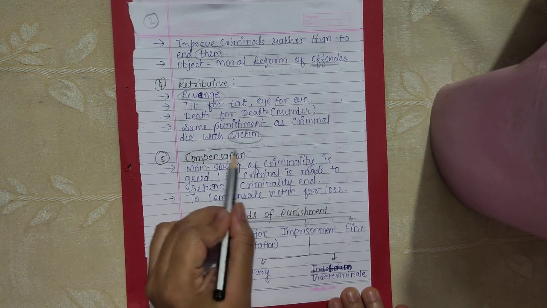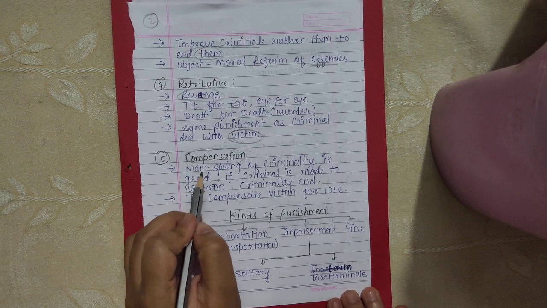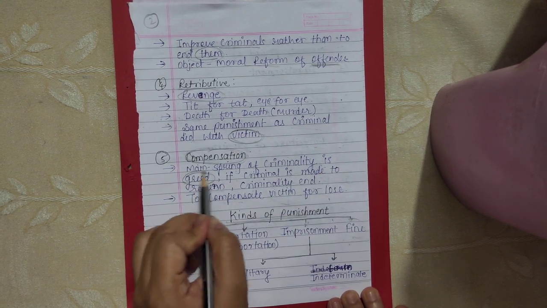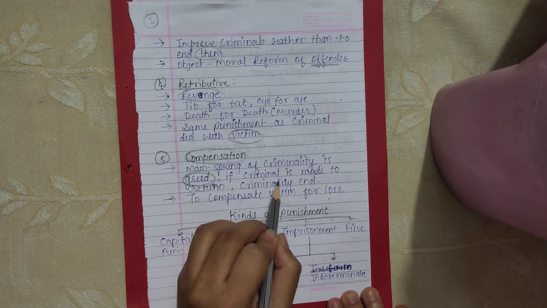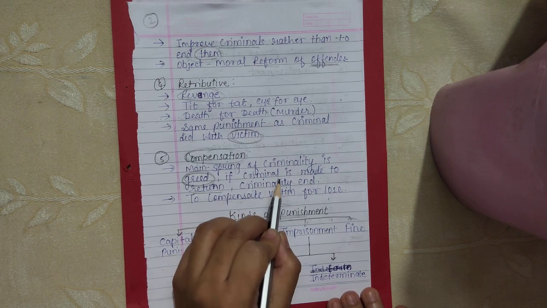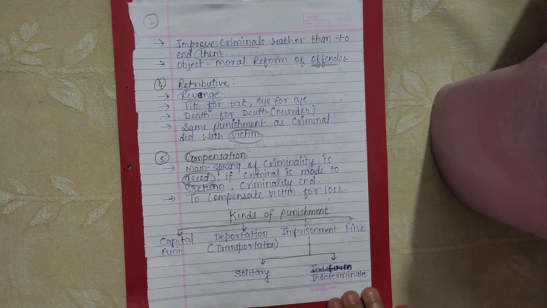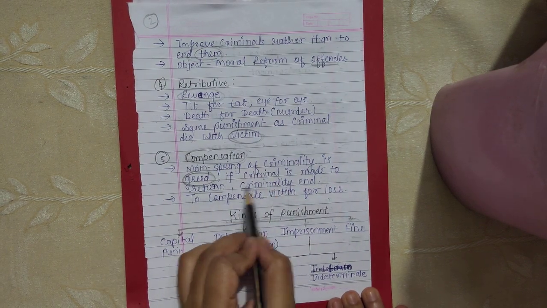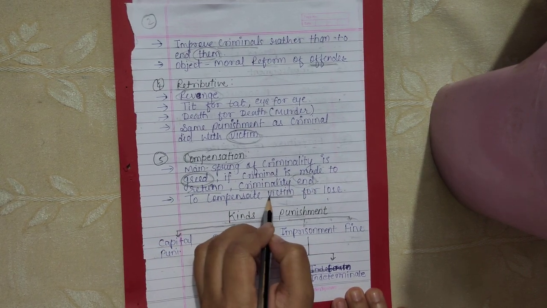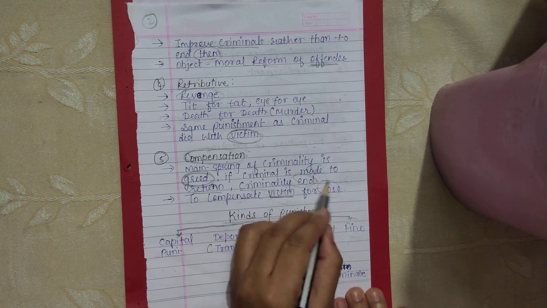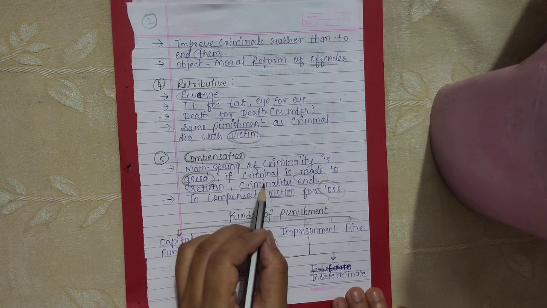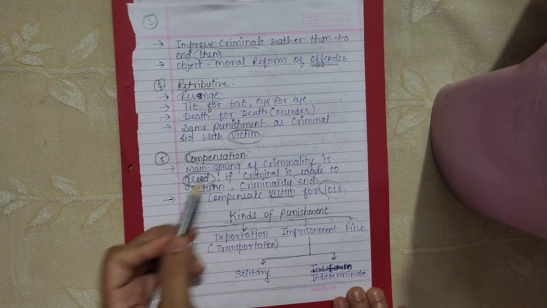Next is theory of compensation. Mainstream of criminality is no doubt greed. So if the criminal is made to return, means the criminal has to be forced to compensate the victim, then criminality may end. And the next object is to compensate the victim of the crime for loss caused to the victim because of the criminal act of the offender.